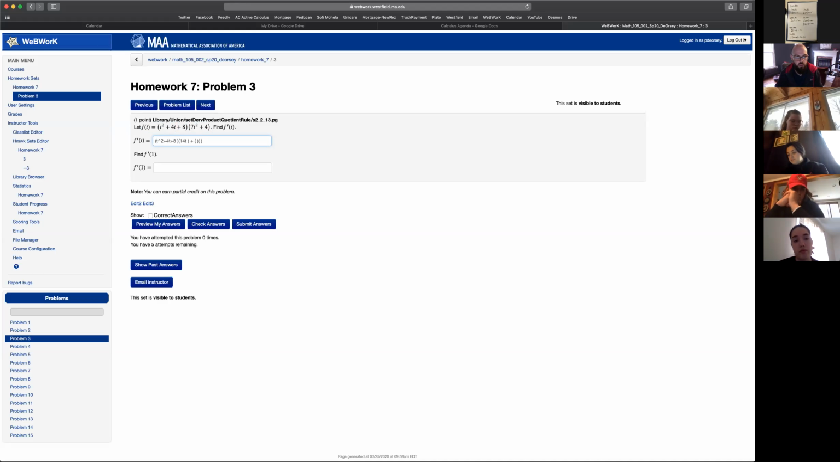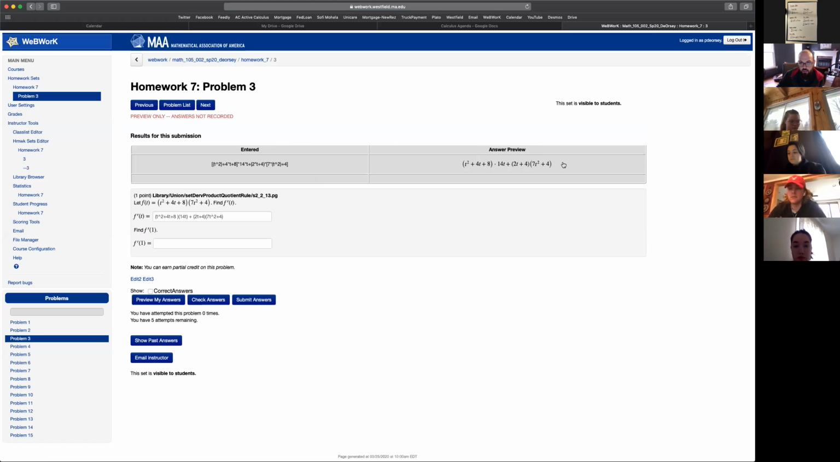And then, in this one, I would have to take the derivative of my first one, which would be 2t plus 4. And over this one, I would just leave it, so 7t squared plus 4. Okay, so I'm not simplifying anything here. What I'm going to do is go ahead and preview. I click this button a lot, and you can see that this is what WebWork is interpreting: your first function times the derivative of the second plus the derivative of the first function times the second function.